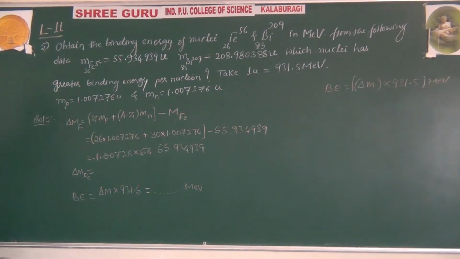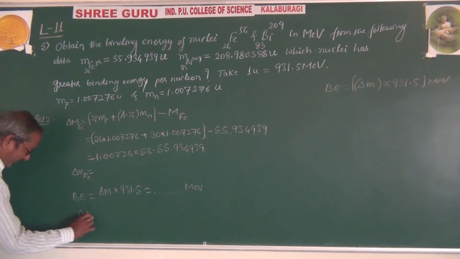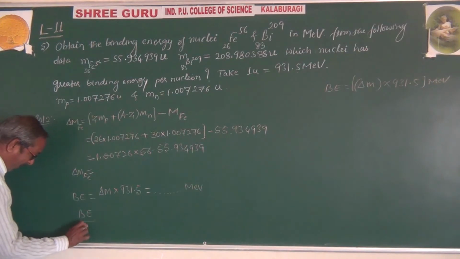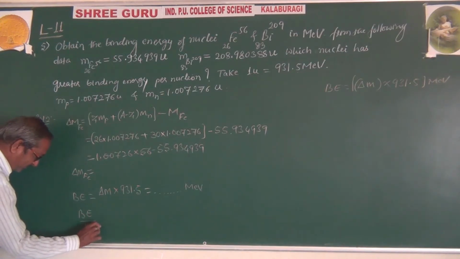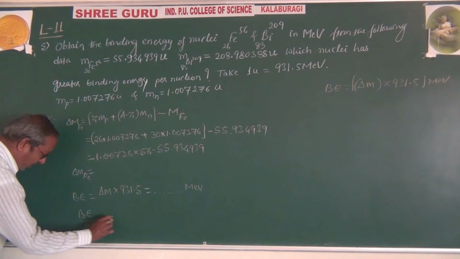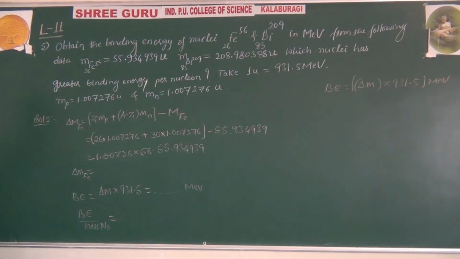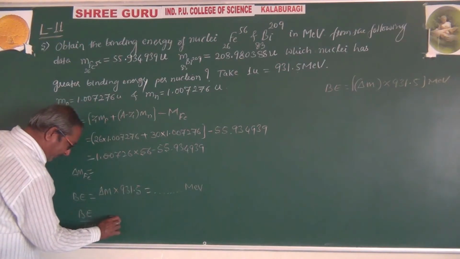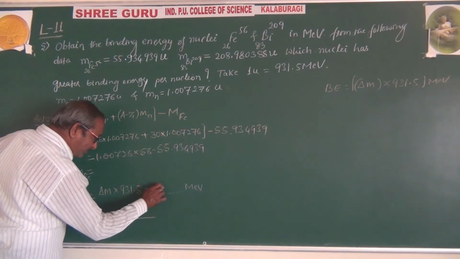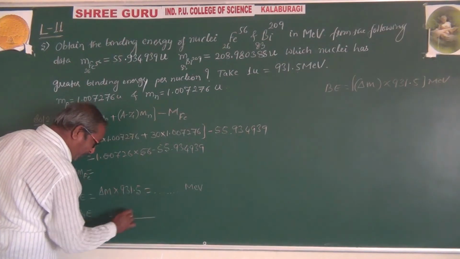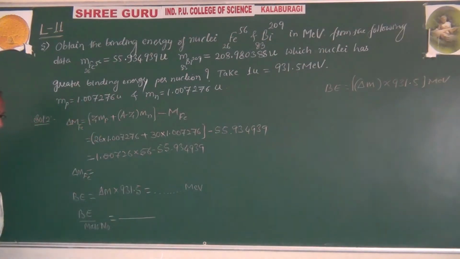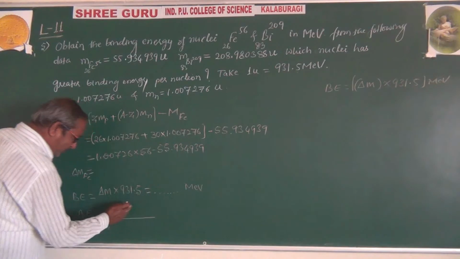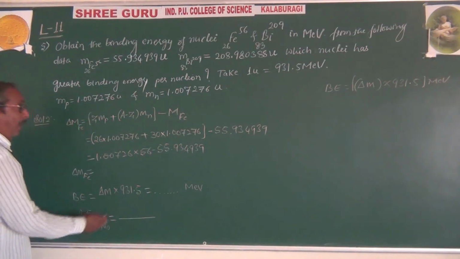After that, the binding energy per nucleon is the binding energy divided by the mass number. This is what we call the binding energy per nucleon, which we will call the specific binding energy. And what value will we get here? Whatever value comes, substitute it here, divided by the mass number.